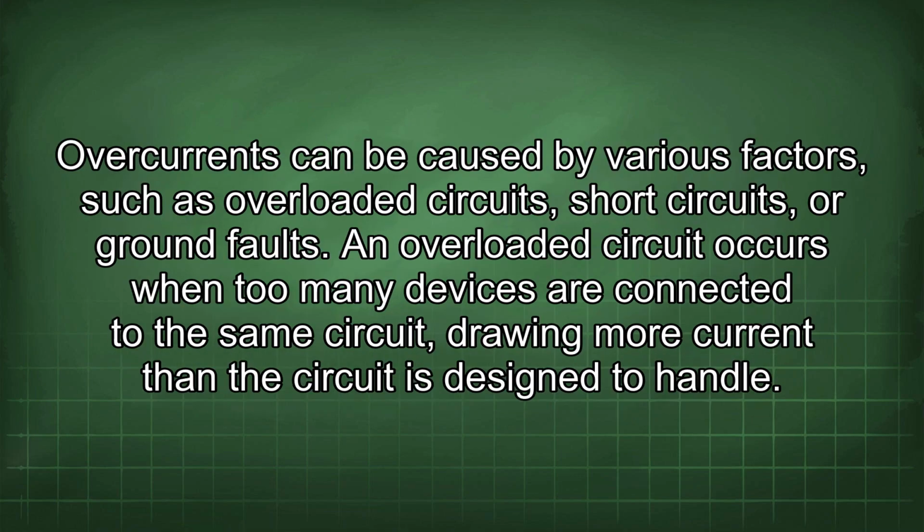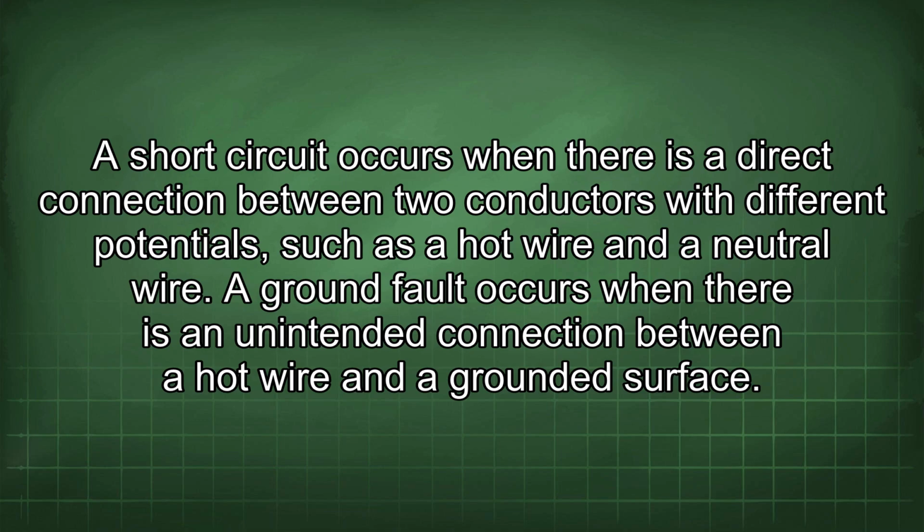Overcurrents can be caused by various factors, such as overloaded circuits, short circuits, or ground faults. An overloaded circuit occurs when too many devices are connected to the same circuit, drawing more current than the circuit is designed to handle. A short circuit occurs when there is a direct connection between two conductors with different potentials, such as a hot wire and a neutral wire. A ground fault occurs when there is an unintended connection between a hot wire and a grounded surface.